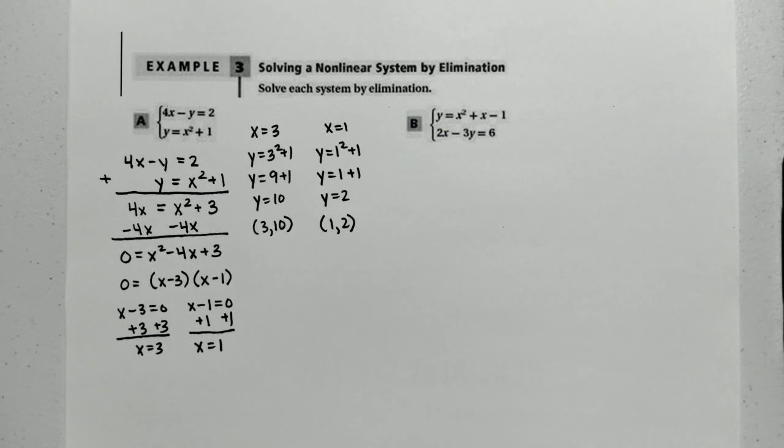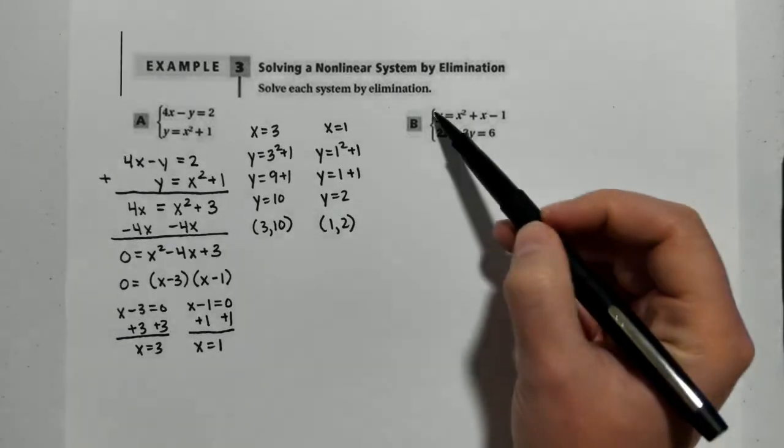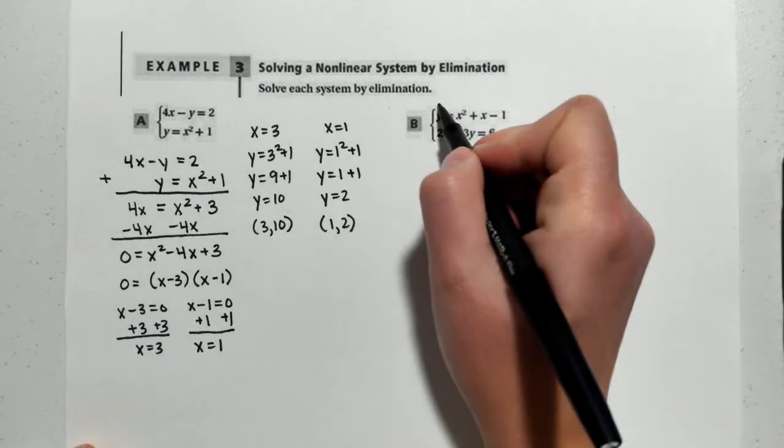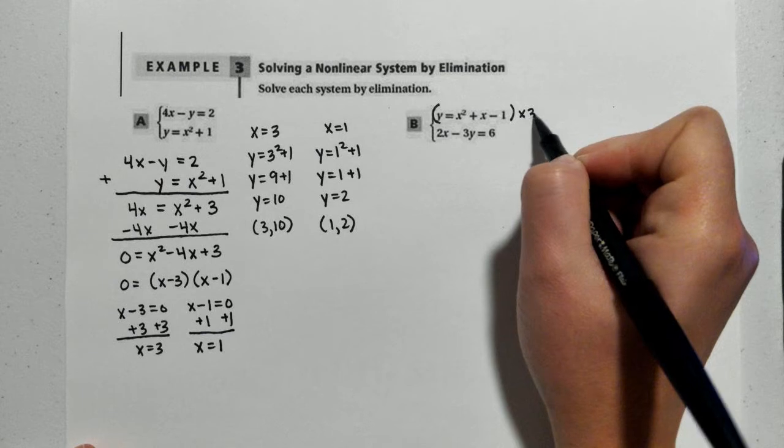I have y equals x squared plus x minus 1, and 2x minus 3y equals 6. Now, these y terms are opposite signs, but they don't have the same coefficient. So when we talked about elimination before, when we were solving systems of linear equations, you want that coefficient to be the same. So you can multiply one equation to get those coefficients to be the same number. So I'm going to multiply this first equation by 3.